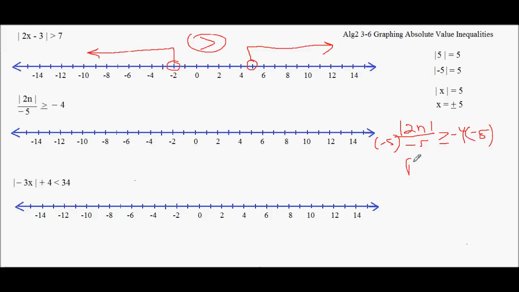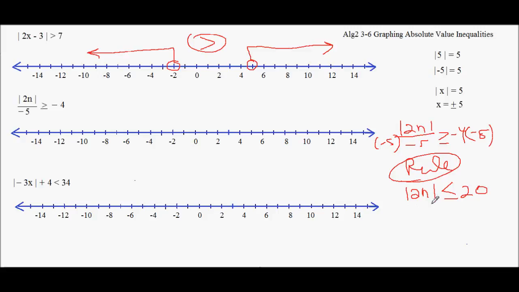Okay, so there's a rule involved here. When I multiply or divide an inequality by a negative, I am in essence negating this inequality. So I have to flip it. So I have to flip the inequality the minute I multiply or divide by a negative. So I get the absolute value of 2n is now, 2 negatives make a positive, over here. And that'd be 20, right?